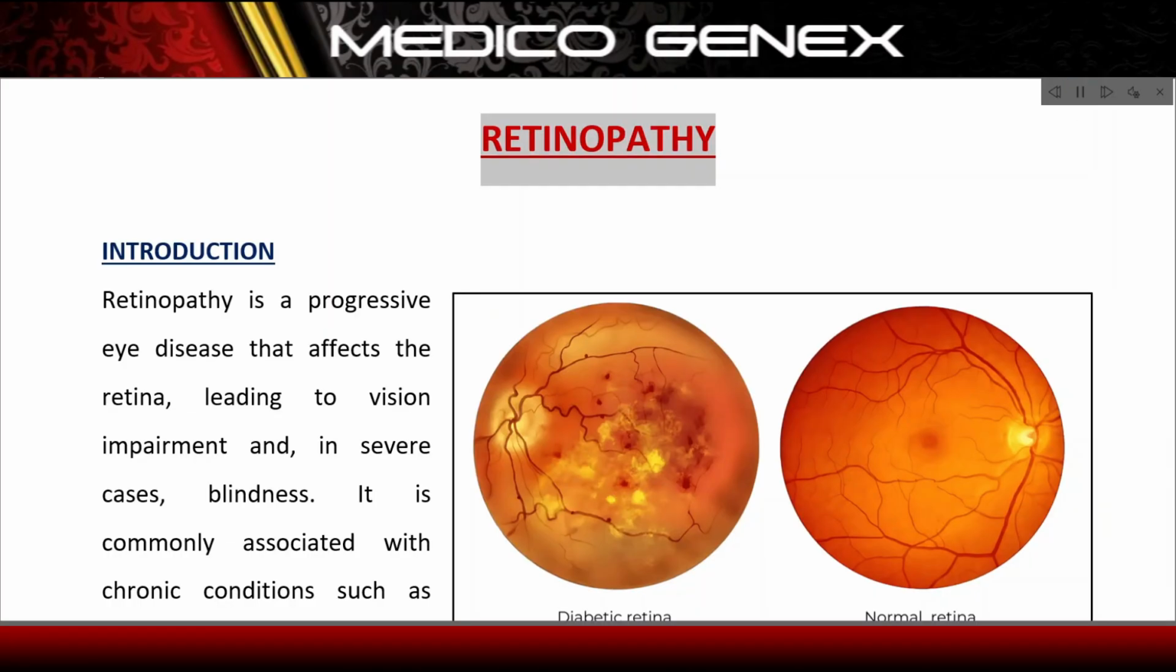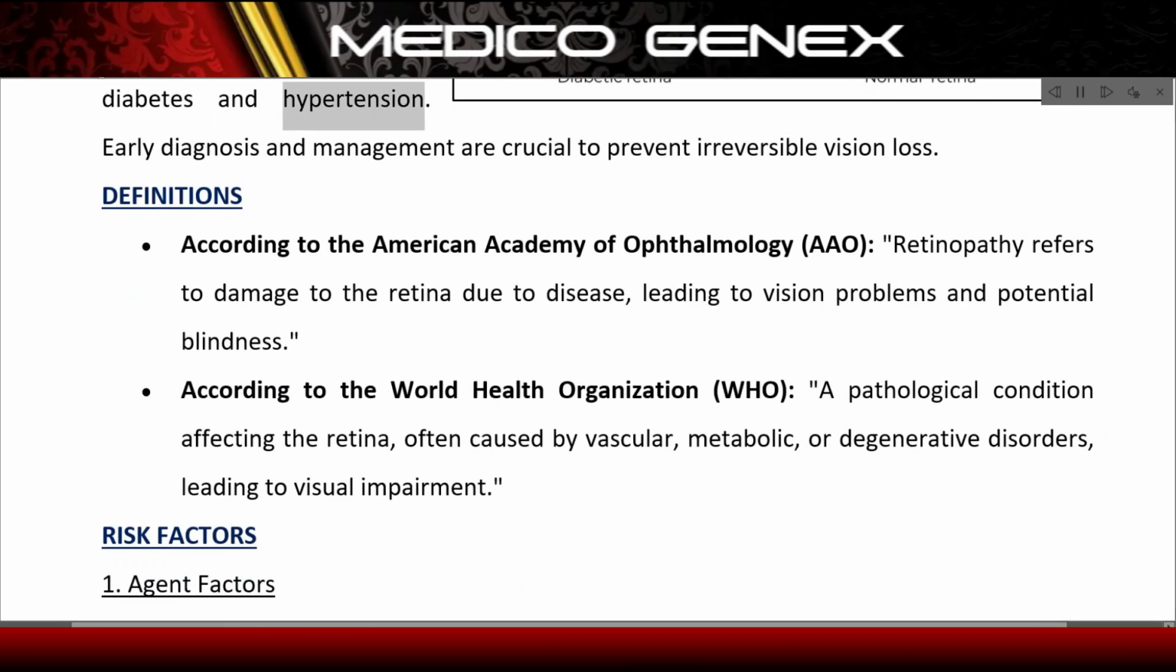Retinopathy. Introduction. Retinopathy is a progressive eye disease that affects the retina, leading to vision impairment and, in severe cases, blindness. It is commonly associated with chronic conditions such as diabetes and hypertension. Early diagnosis and management are crucial to prevent irreversible vision loss.